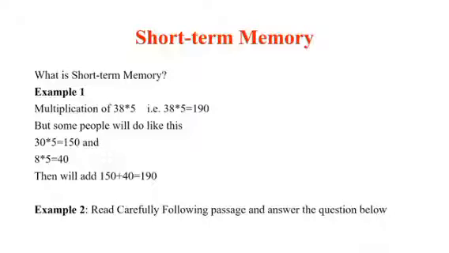The second example is an English question paper. The question is: carefully read this passage and answer the questions given below. After reading that passage, we have to read the questions and find the answers. So I have to store temporarily the information from start to end and understand the context, what story is exactly there, and what it will be used for in the answer. So here also we are using short term memory.